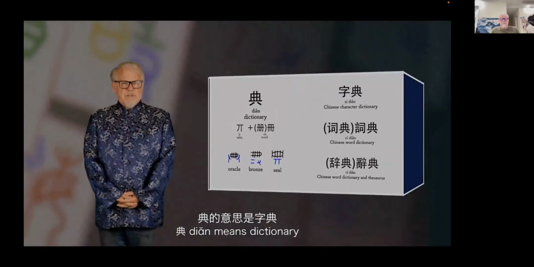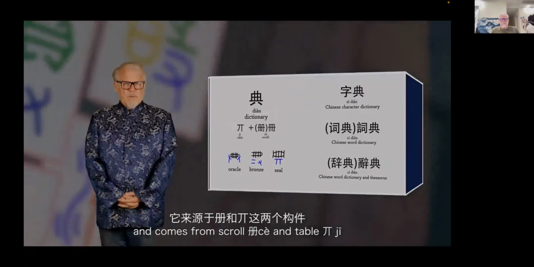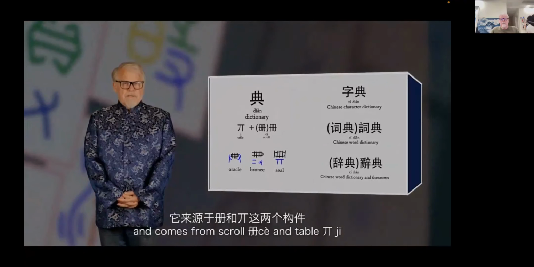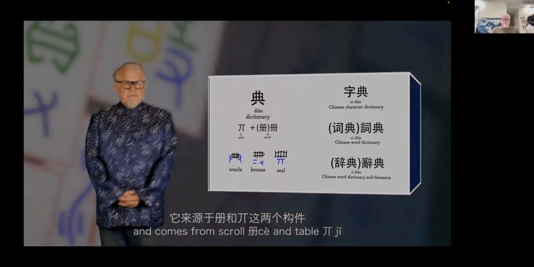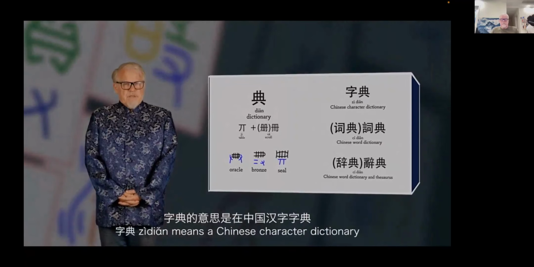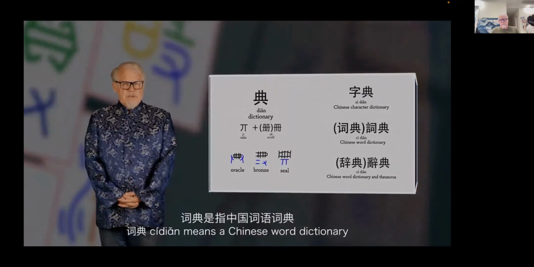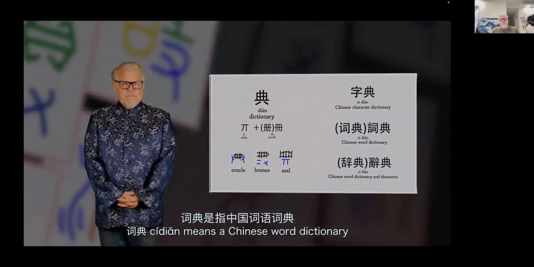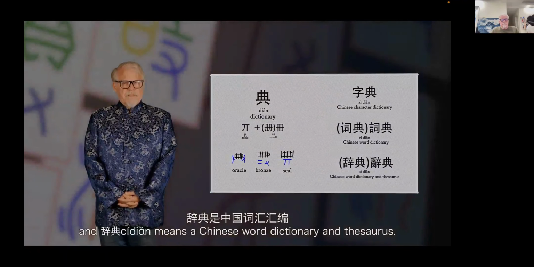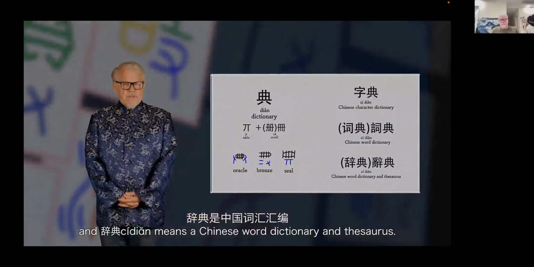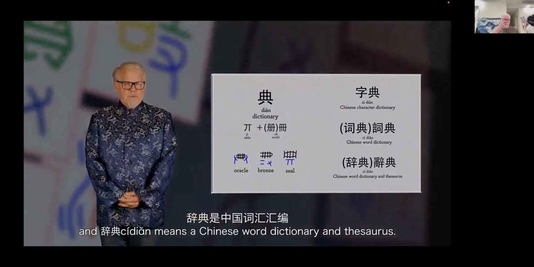Dian means dictionary and comes from scroll, ce, and table, ji. Zidian means a Chinese character dictionary. Cidian means a Chinese word dictionary. And Cidian means a Chinese word dictionary and thesaurus.